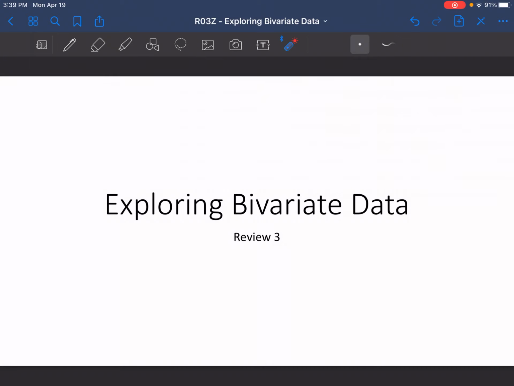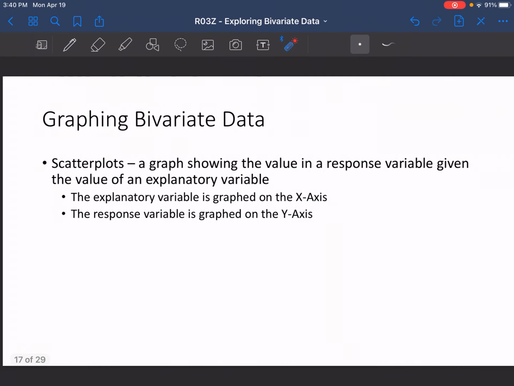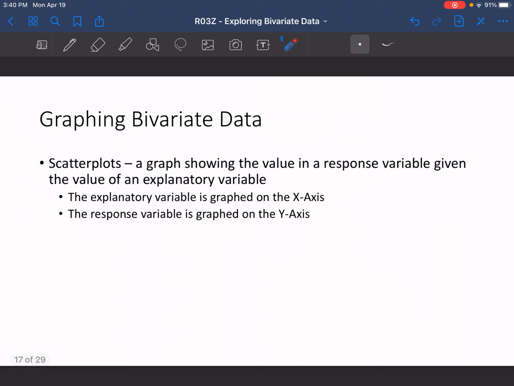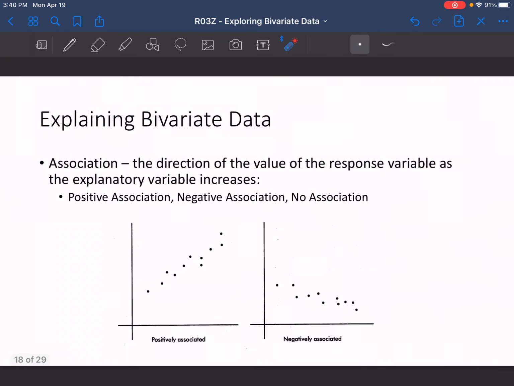All right, guys, we're going to review exploring bivariate data in this lesson. So graphing bivariate data essentially is just trying to graph a scatter plot. Scatter plots are a graph showing the value in a response variable given the value of an explanatory variable. And what we always need to understand is that the explanatory variable is going to be graphed on the x-axis, whereas the response variable is going to be graphed on the y-axis when we're concerning scatter plots.